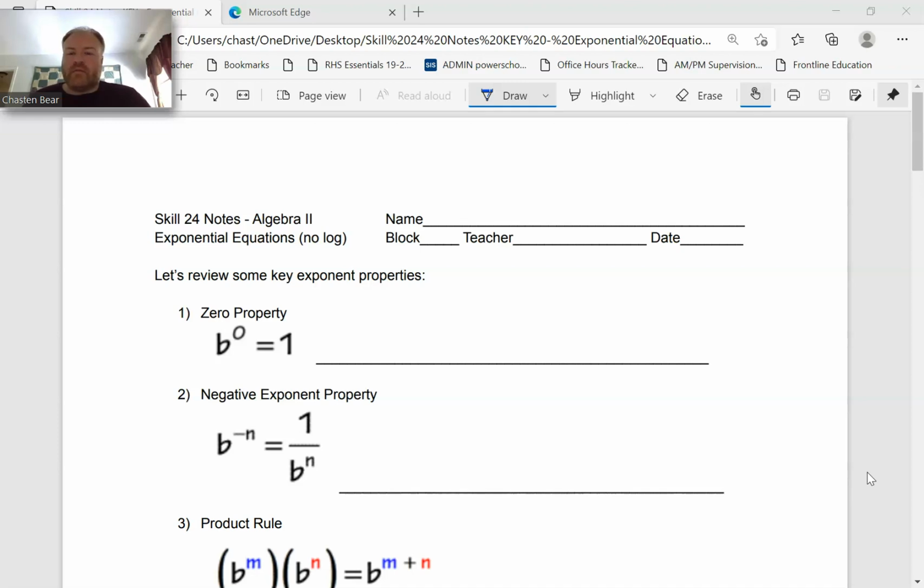So we're gonna see now how we can solve exponential equations. Notice that we're gonna do these without logs. Not that you know what that even means yet, and no, I'm not talking about the kind you get at school.